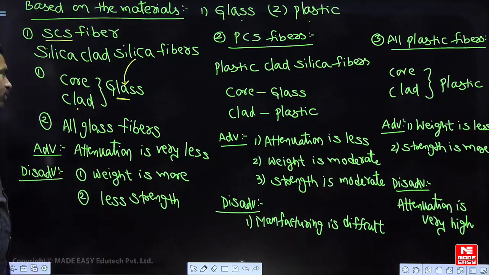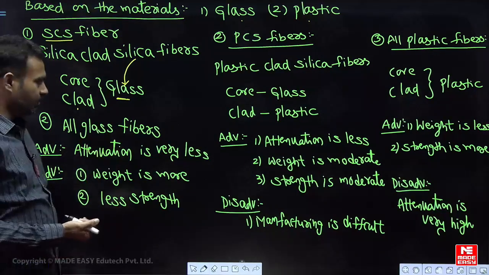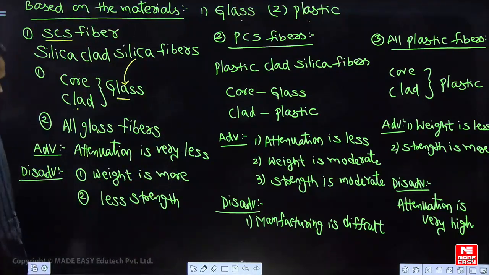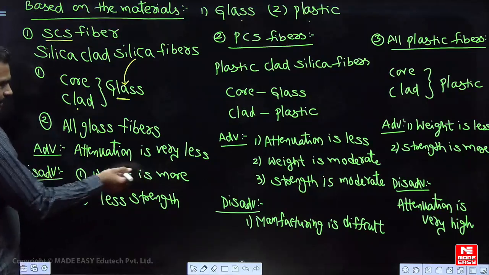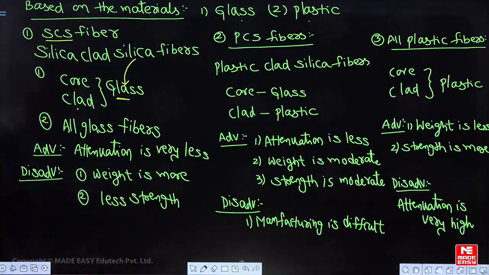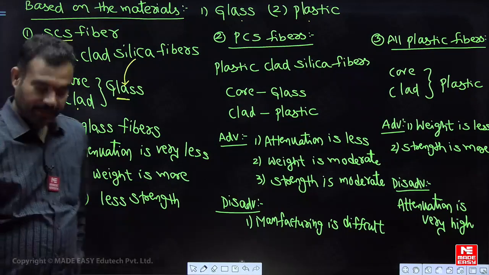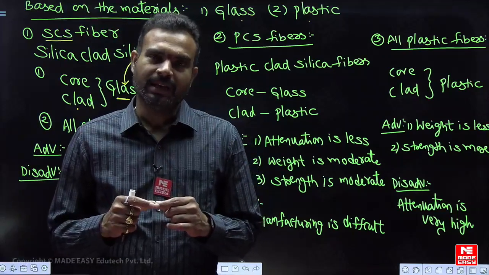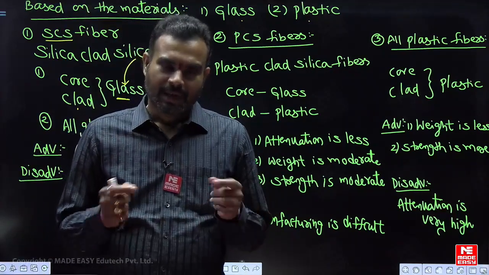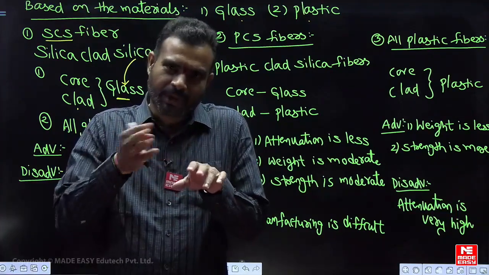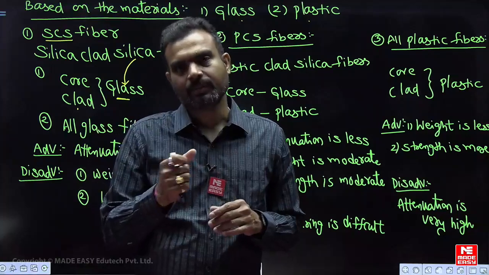One of the beautiful advantages of this fiber is that attenuation is very less, the amount of loss offered is very less. The disadvantage is that weight is more and strength is very less. The fiber is manufactured entirely with glass, so the weight increases, and glass is brittle in nature. If you bend the fiber even at a small angle, it will break down because of this brittle nature.